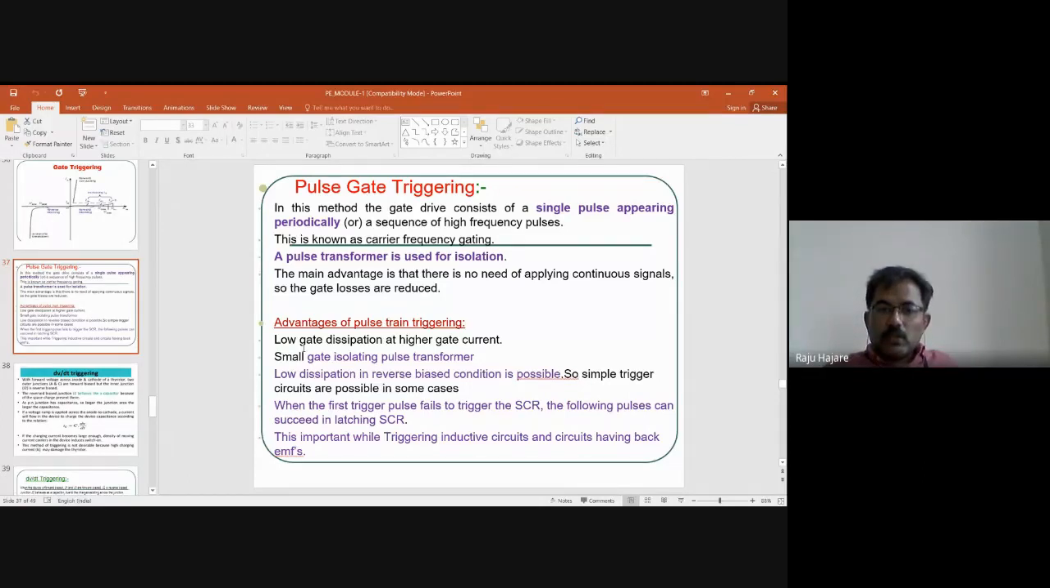So low gate dissipation at higher gate current. With this, it is possible to keep the device within the limit of power dissipation. Because you are turning on the device at lower voltages by applying the gate pulses, power dissipation in the device will be less.